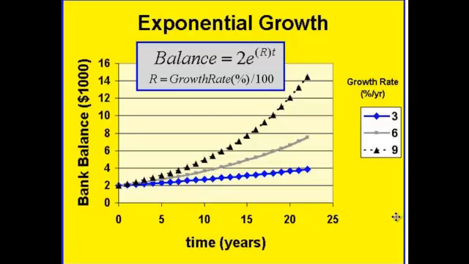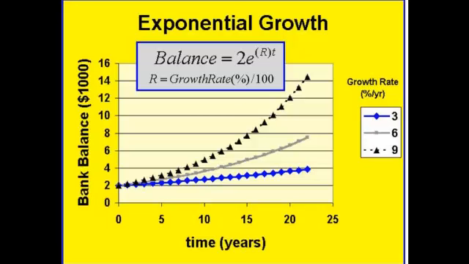A real-life example of exponential growth is a bank balance. Looking at this graph, the balance is equal to 2e raised to rt, where r represents the k in the original equation and 2 is the a. r is equal to the growth rate in percent per year for the bank.